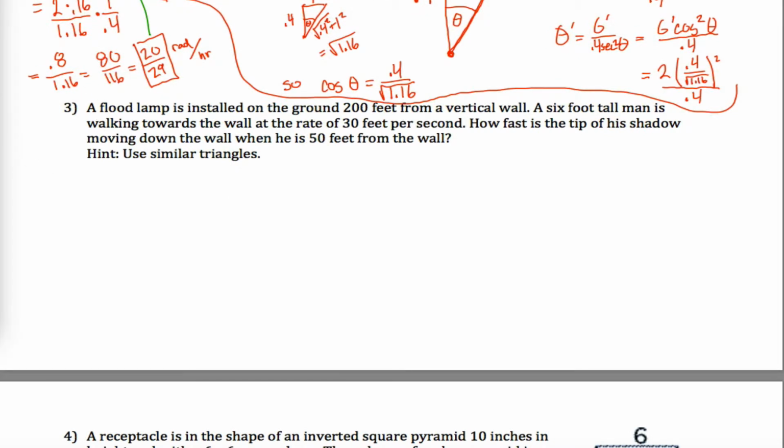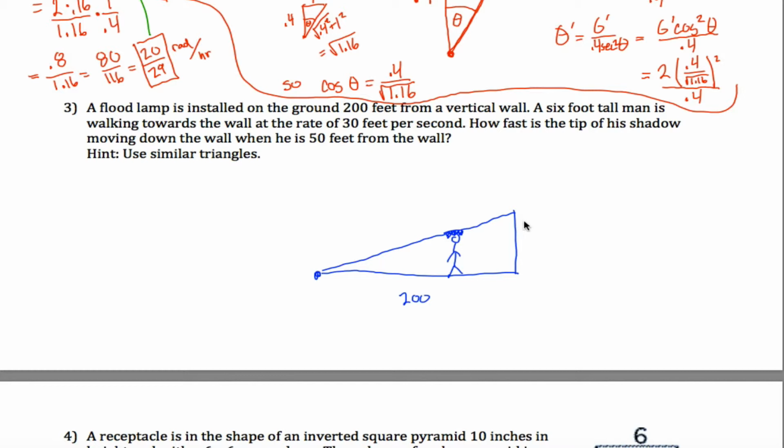This picture. I got a flood lamp, and here it is. And it's on the ground 200 feet from a vertical wall. There's 200 feet, and there's a vertical wall. A 6-foot tall man is walking towards the wall, so walking in this direction, at a rate of 30 feet per second. How fast is the tip of his shadow moving down the wall when he is 50 feet from the wall? So here's the person right here. He's 6 feet tall.